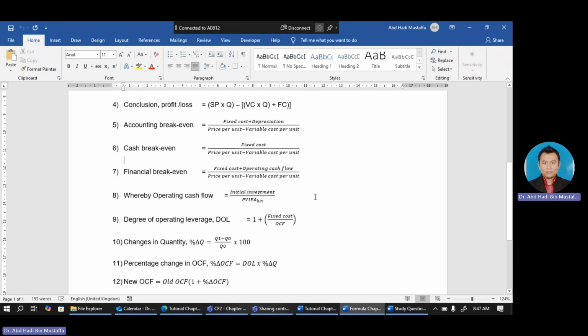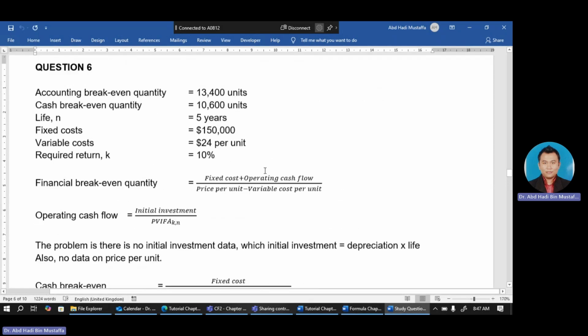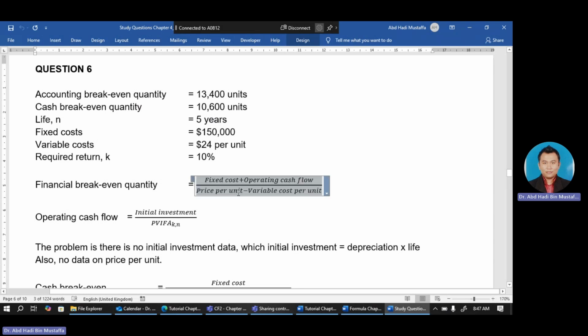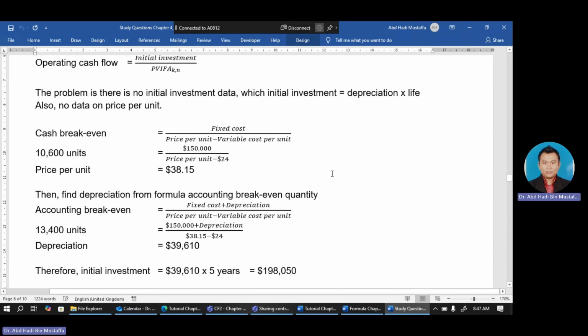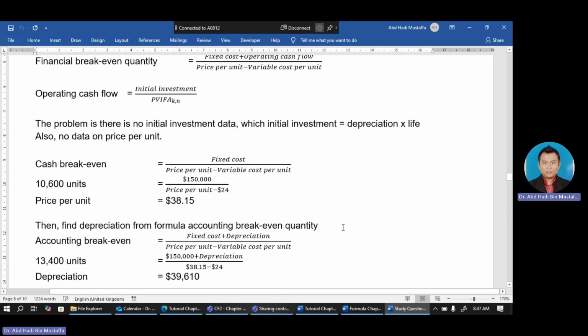And then OCF has to be found. That is why a question like this is quite tricky. It looks simple, financial break-even quantity, but the information in the formula is missing: OCF is not there, price per unit is not there. So you have to find it using other formulas. That is how you rotate the formula. But I'm glad that you are good in math. Using the algebra, you should get the answer. So this is the final answer, 14,000. You don't have to snap a picture of this, because at the end of the day I will give you the answers.